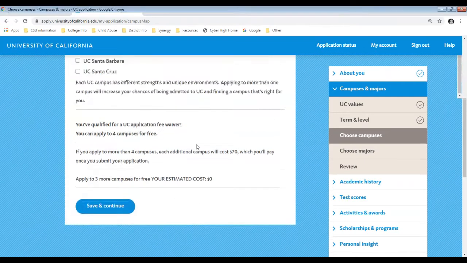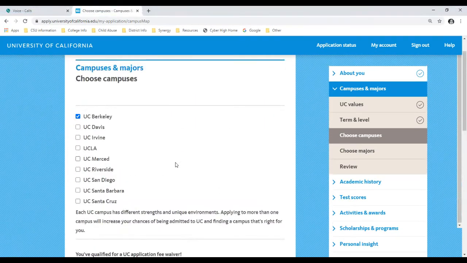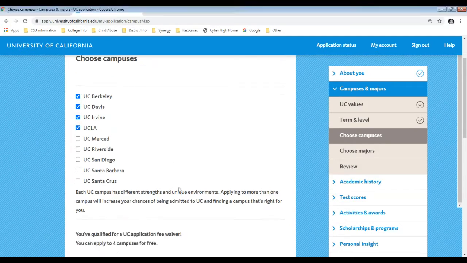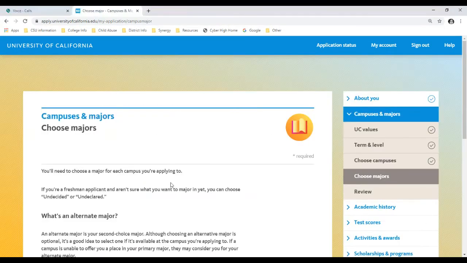So for me, because it told me that I have 4 campuses for free, actually I am going to pick 4 just because there's 4 schools here that are free. So I'm gonna do the first 4 schools. And it says now that my estimated cost is going to be 0 because I maxed out on my 4 fee waivers that I had for these schools. Okay, so I'm going to do save and continue.